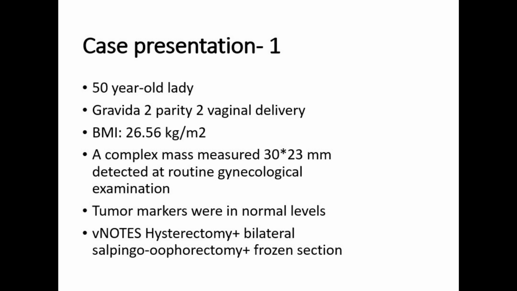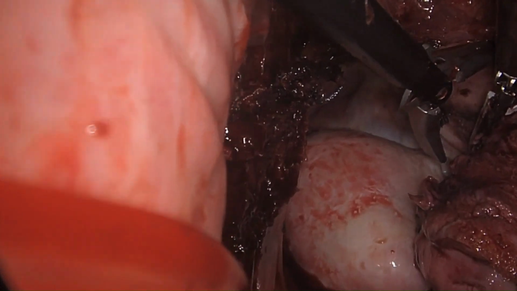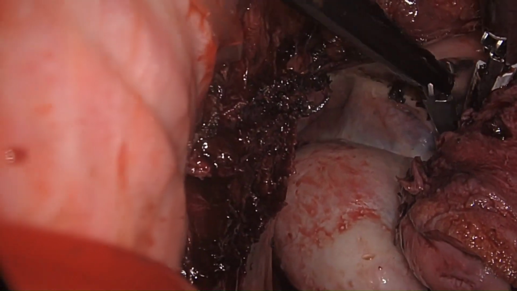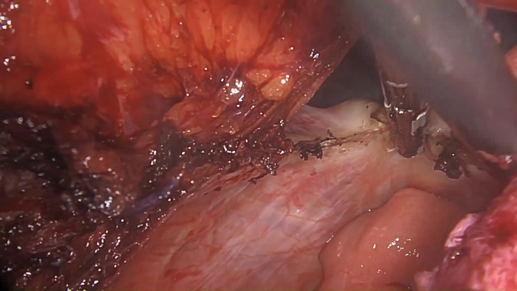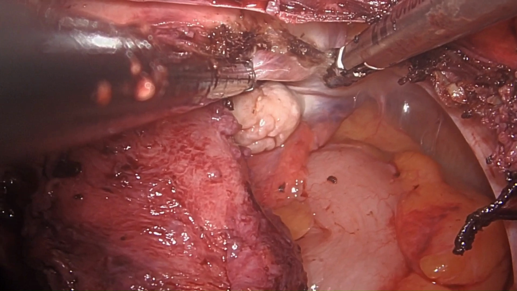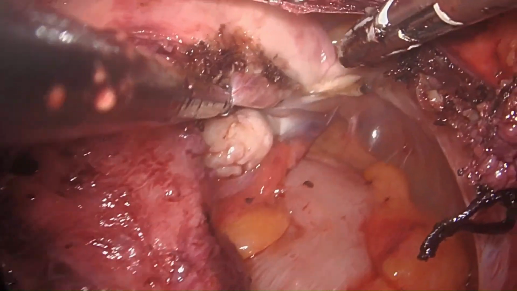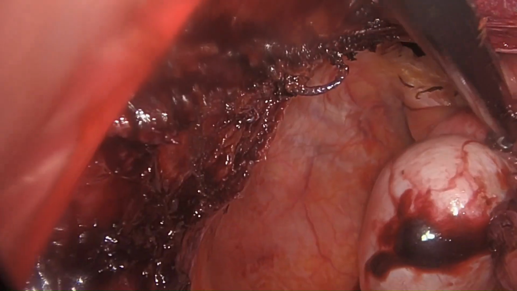Ultrasound and MRI revealed a 30 by 23 millimeters complex mass with solid areas and contrast enhancement in the right ovary. Firstly, vNOTES hysterectomy and bilateral salpingo-oophorectomy were performed. The uterus and the right ovary, where the mass is located, will be seen on the screen. Hysterectomy and bilateral salpingo-oophorectomy were completed by transecting bilateral cardinal ligaments, uterine arteries, round ligaments, and infundibulopelvic ligaments.